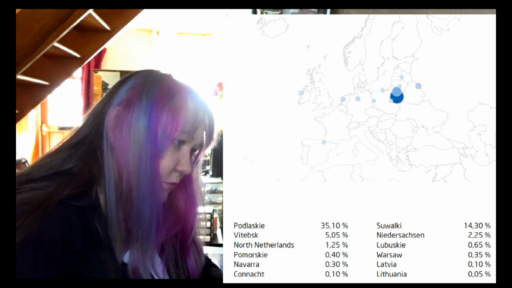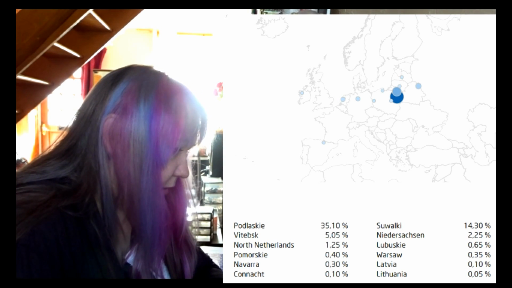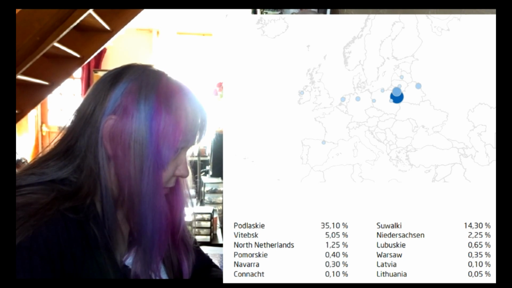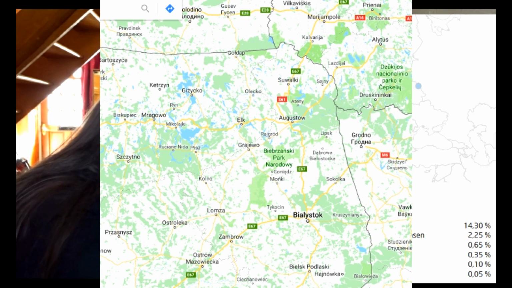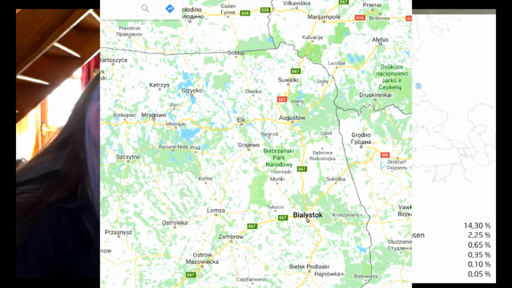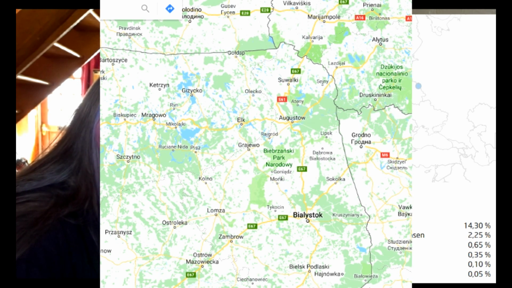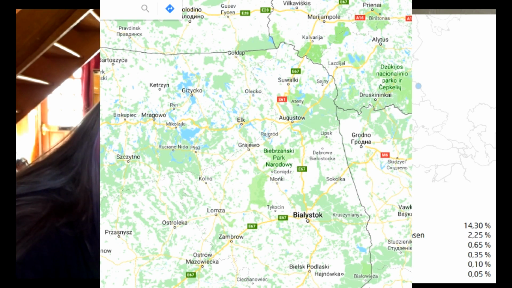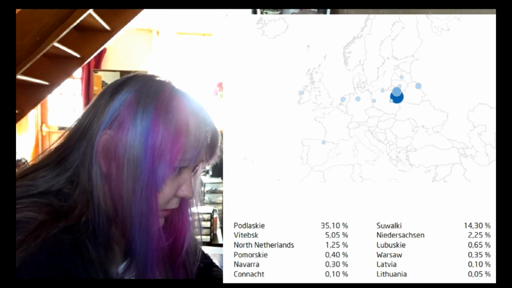I think I have to show you a map. Wait a minute, Suwalki. This is near Calvaria, and I heard that one part of my Polish ancestors came from that Calvaria. Grodno, which is in Belarus, so it's very close actually to these places.